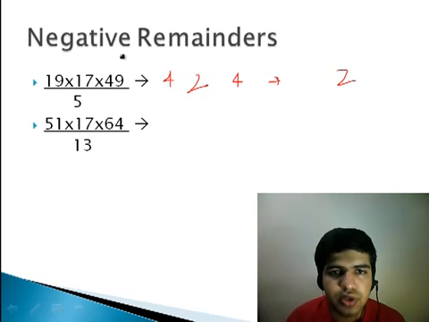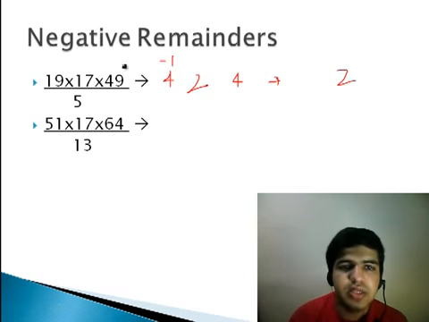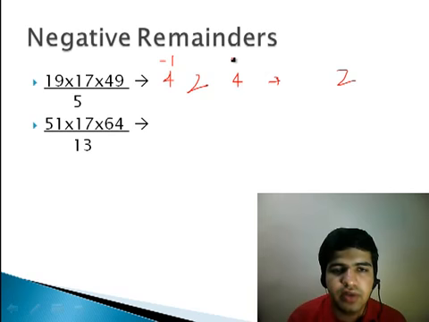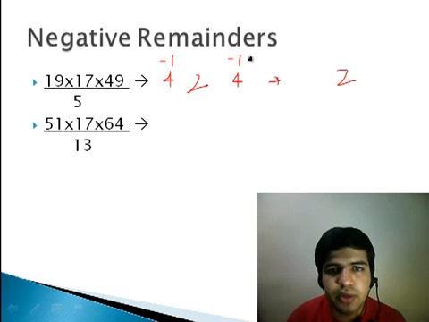Instead of that, we can also write this 4 as minus 1. That means the 4 is 5 minus 1, so the remainder over here is minus 1, and in case of 49 also the remainder is minus 1. So what we'll get over here is minus 1 into 2 into minus 1, that is 2. We directly get the answer.